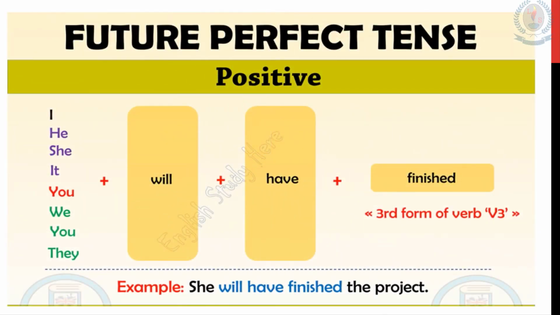Now, future perfect tense, that also we can divide into three: positive, negative and questions. They also see the structure: subject, will have, verb with past participle, the third form of the verb. I will have finished, he will have finished, she will have finished. For example, she will have finished the project. So subject, will have, and the past participle of the verb, and the rest.